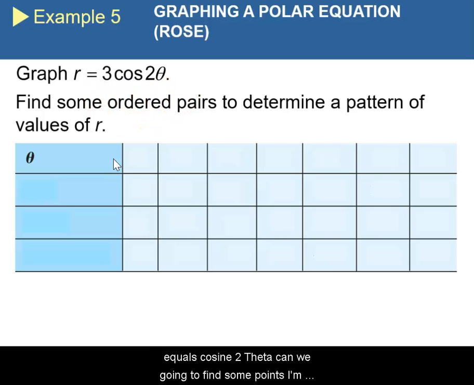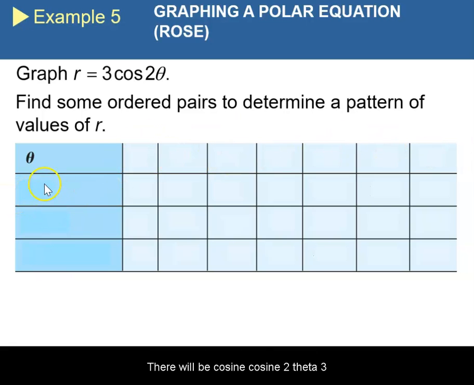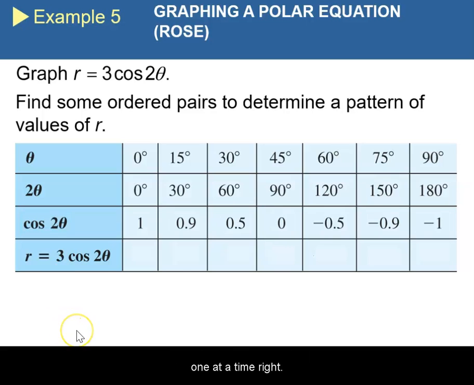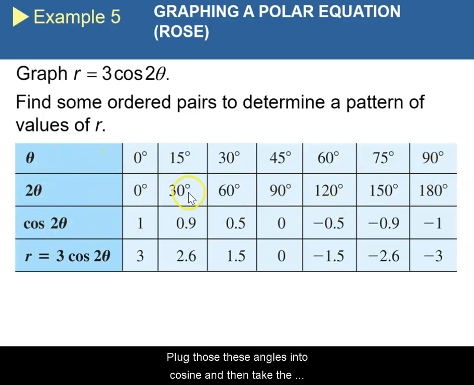Again, we're going to find some points. I'm just going to go quickly through these because I'm sure you don't want me to talk about every single one of these squares, right? So here will be our angle measures, okay? Here will be cosine 2 theta, 3 times cosine 2 theta, right? So we'll kind of just find these things one at a time, right? So find my angles, double those angles, plug these angles into cosine, and then take the values I get out and multiply them by 3.